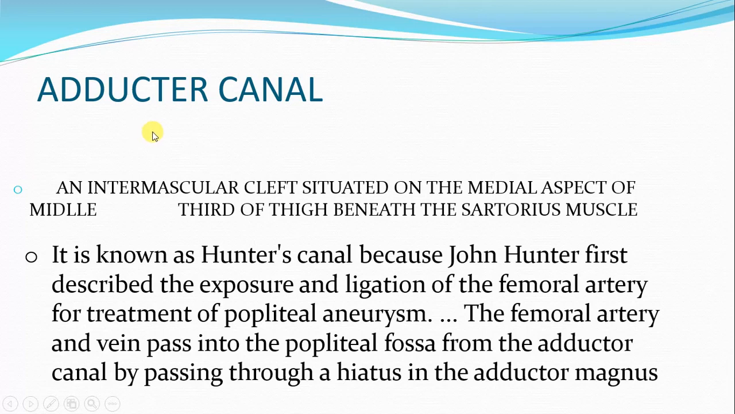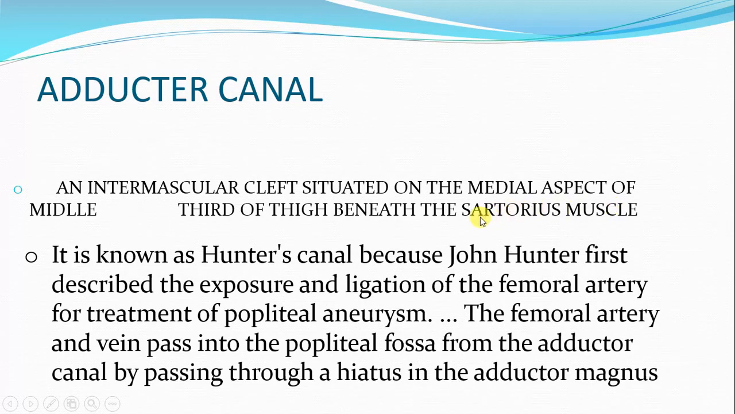I recall that there are actually three adductor muscles: adductor longus, adductor brevis, and adductor magnus. So which adductor muscle, and why is it called the adductor canal? Then I see that it is an intermuscular cleft situated on the medial aspect of the thigh. Medial aspect means the adductor muscles are on the medial side. So it's a cleft in the intermuscular compartment, in the medial third of the thigh beneath the sartorius.